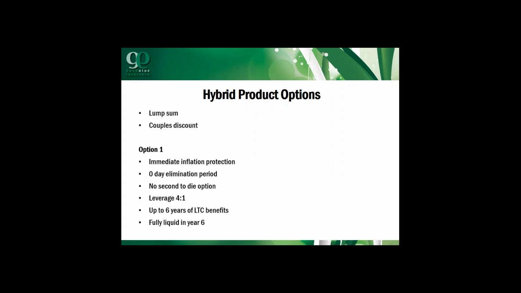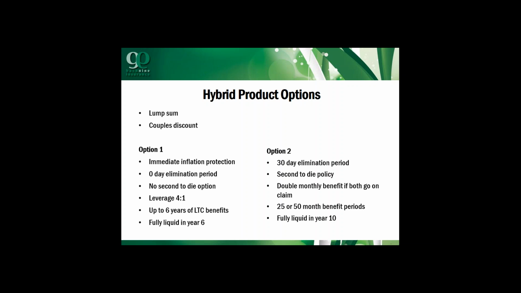Option 1 has immediate inflation protection, meaning from issue there's going to be an inflation protection helping you hedge against inflation. There's a 0-day elimination period. It is not a second to die policy. It leverages your premium dollars 4 to 1. You have up to 6 years of long-term care benefits, and it is fully liquid in year 6.